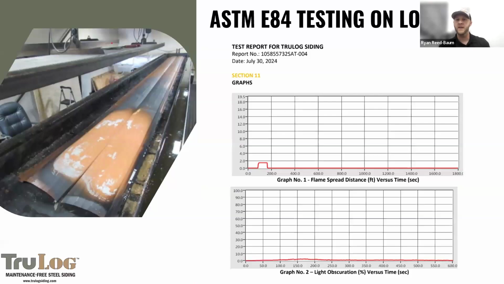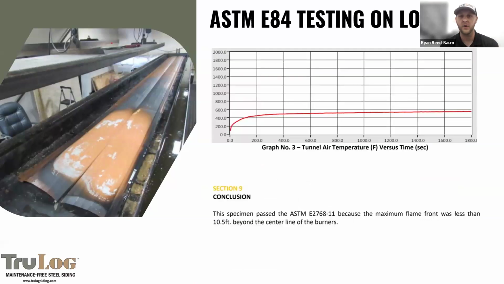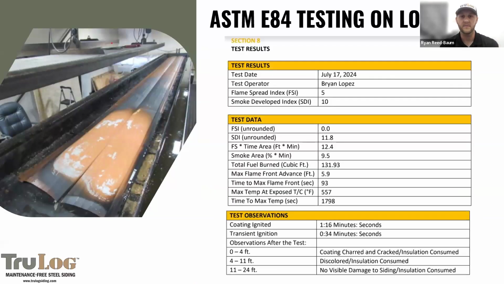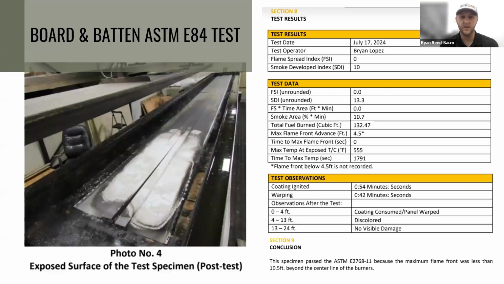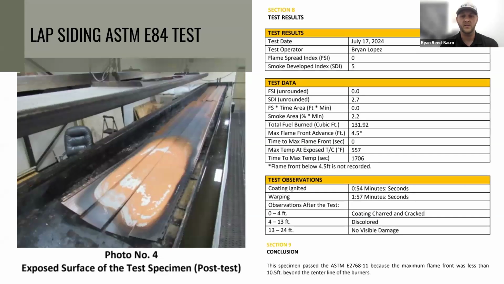Again, here's some of that testing that we had talked about. This is the Class A fire rated. This is also the extended version of that fire rating. You can just see how our product fared in these conditions. Again, we did this with the board and batten as well as our soffit and lap panel. So all of that information is in here. Passed, of course, with flying colors. So hopefully we have that.